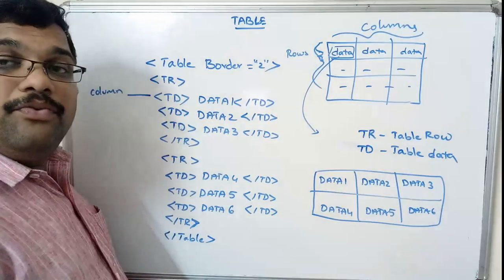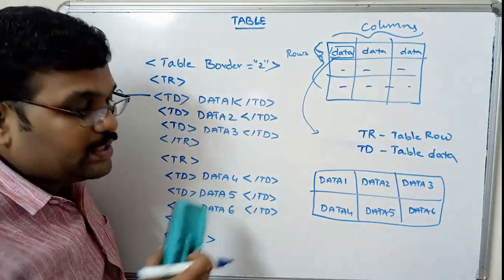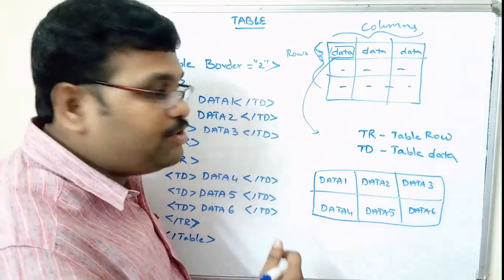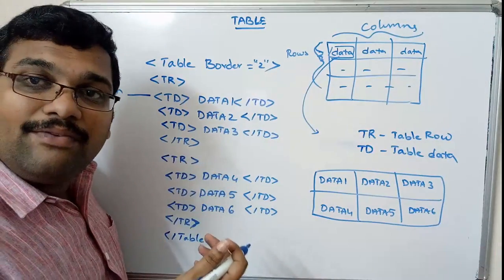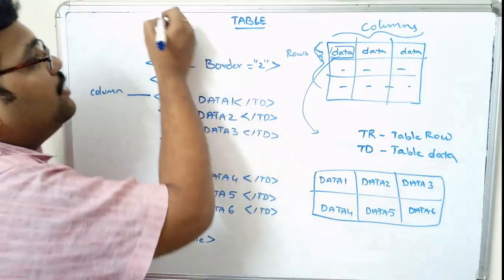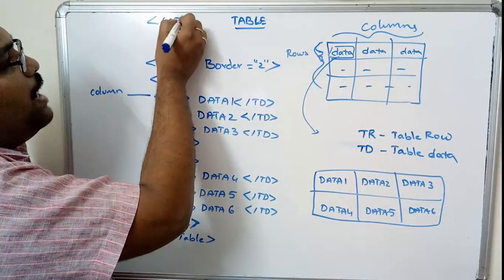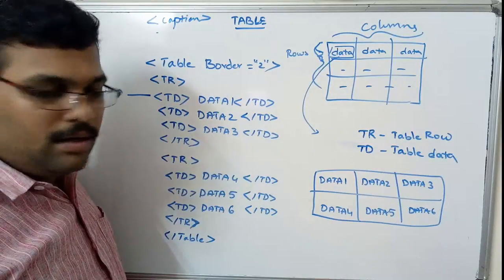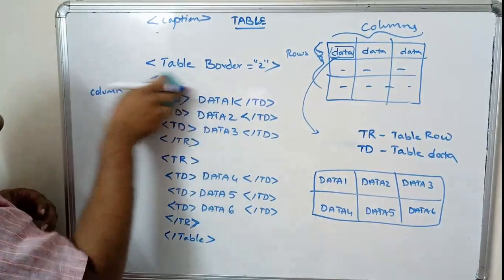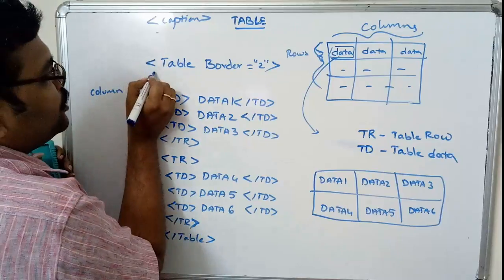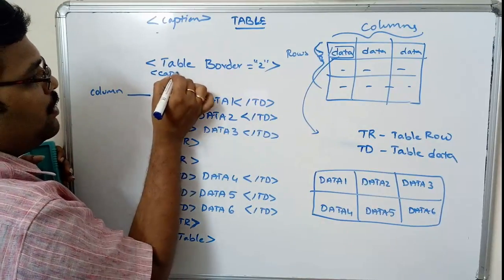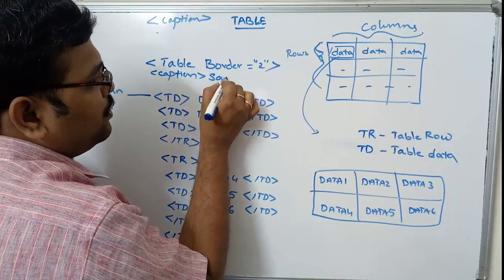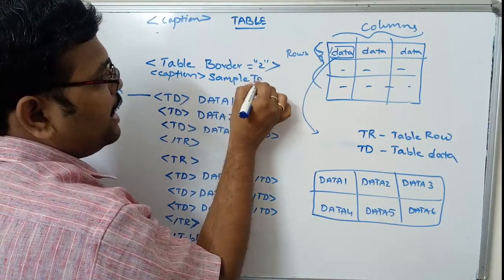Then if you want to get the caption for this table, for every table there can be a caption. To add the caption, there is another tag, that is caption. This tag should be included inside the table, just above the TR. Caption, sample table.